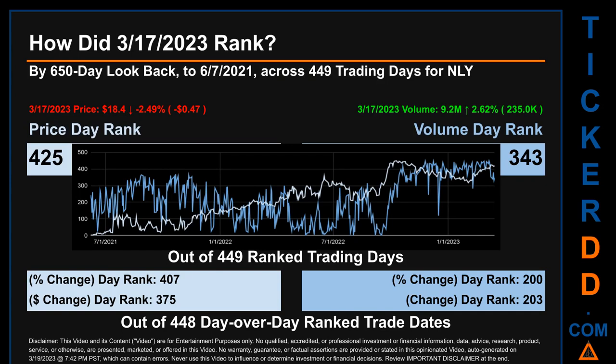The price's day-over-day percentage change, dropping minus 2.49% on March 17, 2023, had a day rank of 407 while its dollar difference of minus 47 cents had a rank of 375 when compared day over day across 448 trading days. Volume's percentage change and difference were ranked respectively at 200 and 203.